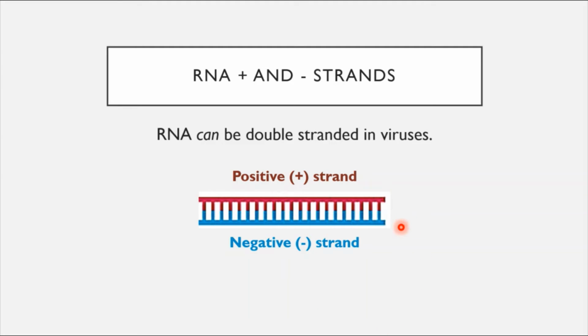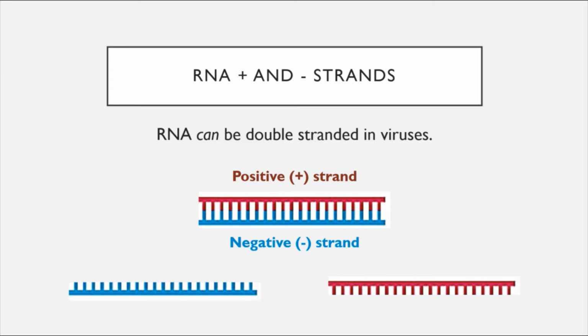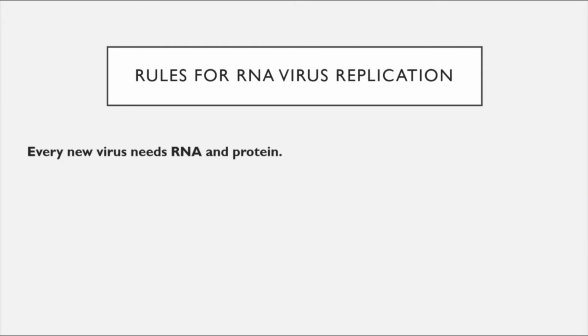So some RNA viruses have both of these strands stuck together in a double-stranded configuration, but it is also possible for viruses to have either one or the other. Some RNA viruses just have a negative RNA strand. Others simply have a positive RNA strand. And as we said, this has bearing on how the biosynthesis of new viruses takes place. There are a couple of rules that, if you know them, you should be able to figure out how an RNA virus replicates based upon what type of strand it has.